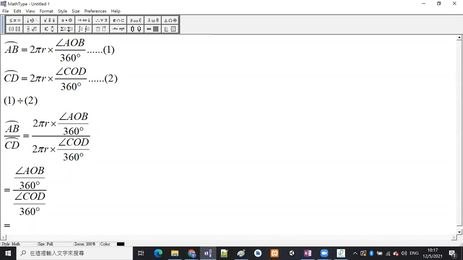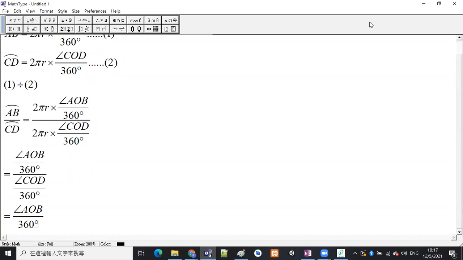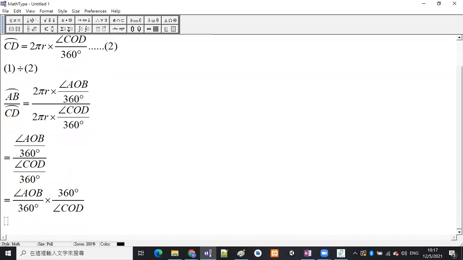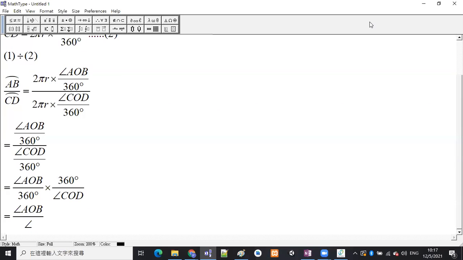But we know that when it is a fraction divided by a fraction, it is just the top fraction multiplied by the reciprocal of the bottom fraction. So the 360 degrees will be cancelled by each other. What is remaining is angle AOB over angle COD. And that is what we want to prove.